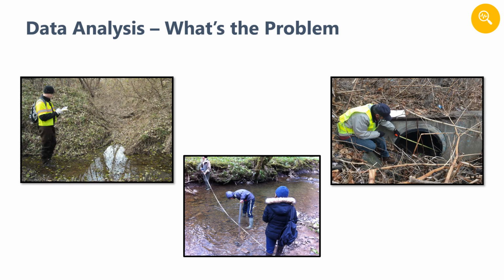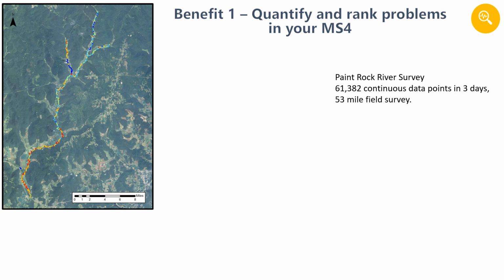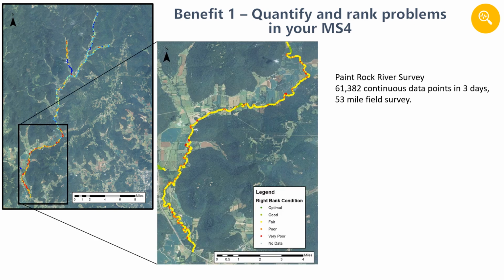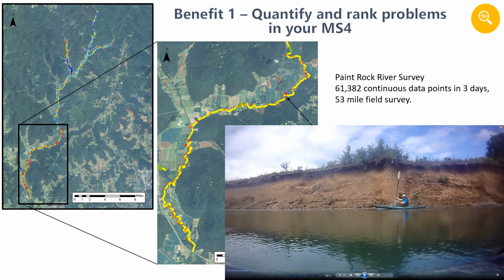Our third topic is data analysis. Inconsistent survey and classification methods together with the limited data of traditional survey methods can make it difficult to understand and quantify the stormwater impacts on receiving streams. HDSS solves this by providing consistent data classification, as well as informative maps and graphics that allow you to understand your stormwater impact issues. Here's a sample analysis of 61,000 data points from the 53-mile Paint Rock River survey. You can easily zoom in on areas of concern and quickly see what types of impacts are happening and where.